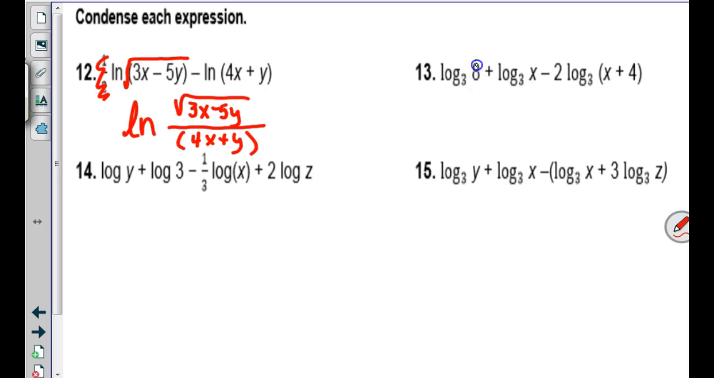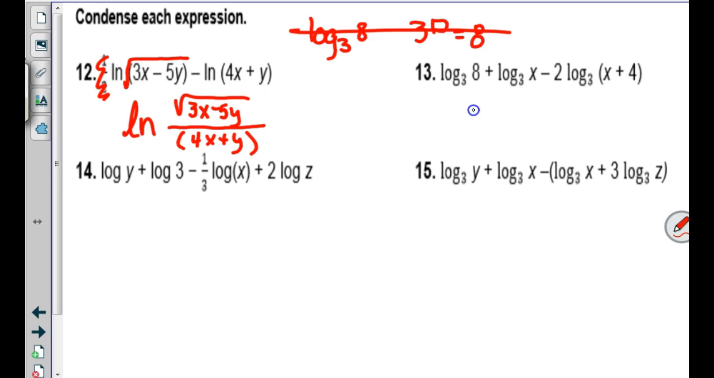Log base 3 of 8, is that something we should simplify? What does that mean? Is it 2? Log base 3 of 8 means 3 to what power equals 8, right? Does that work? No. If it was a 2 down here, then it would be equivalent to 3, but it's not. Yep.